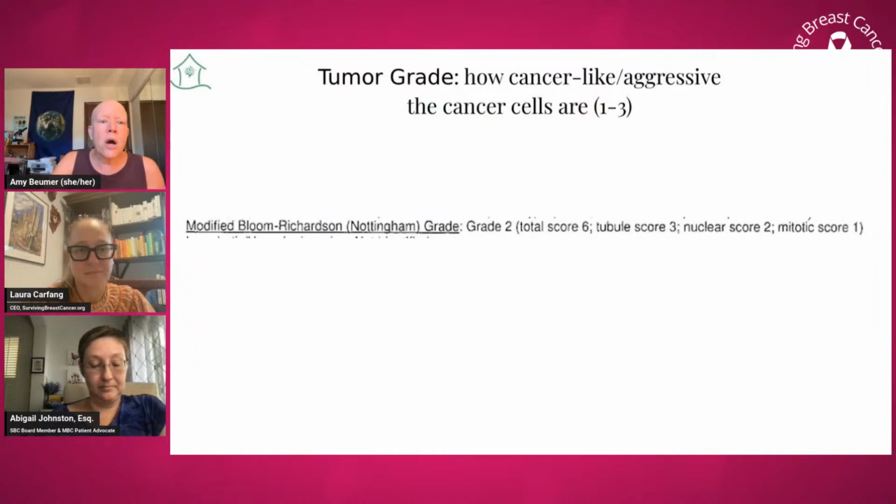This is sometimes called the modified Bloom-Richardson-Nottingham grade. What you're really looking for is grade. Mine was a grade 2. The total score was 6. The tubule score was 3, like there were no tubes in there. The nuclear score was 2. They were kind of messed up. And the mitotic score was 1, not dividing very quickly. So if you add those up, you get 1, 2, 3, 4, 5, 6. Divide that by 3, and you get 2. So right in the middle. 3 would be most aggressive. 1 would be least aggressive.